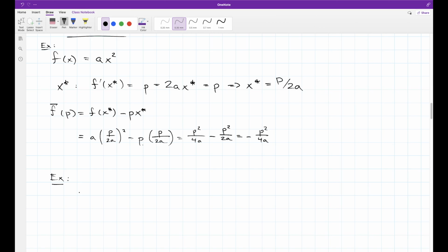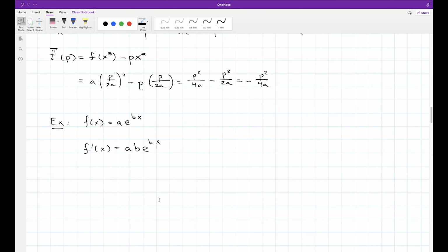Another popular concave up function would be some sort of exponential. All right, so let's do f of x is equal to a e to the bx. Okay, and just right off the bat, let's find f prime of x, which is ab times e to the bx. So now let's find x star. Well, x star satisfies f prime of x star is equal to p, and that would imply that a b e to the bx star is equal to p.